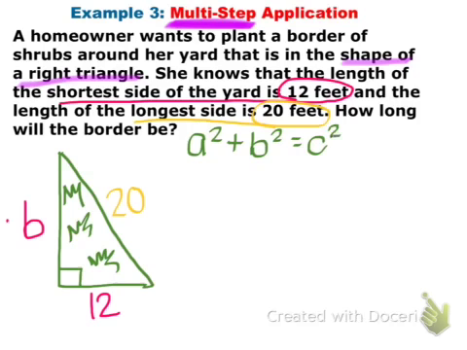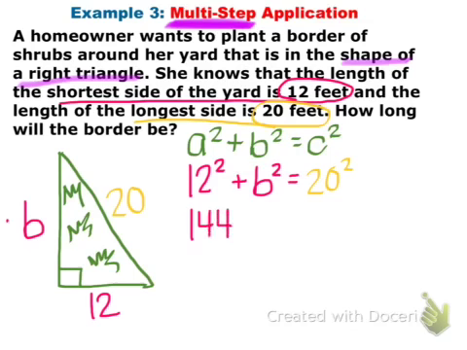So we're going to do some substitution. We knew that our shortest side was 12, so our A is 12. I'm going to substitute that. They don't tell us what B is. That's the one we're going to be solving for, and that's equal to our longest side, which was 20. So we're going to do some multiplication. You can use your calculator for these if you want. 12 squared is 12 times 12, which is equal to 144. Bring down B squared, and that's equal to 20 times 20, which is 400.